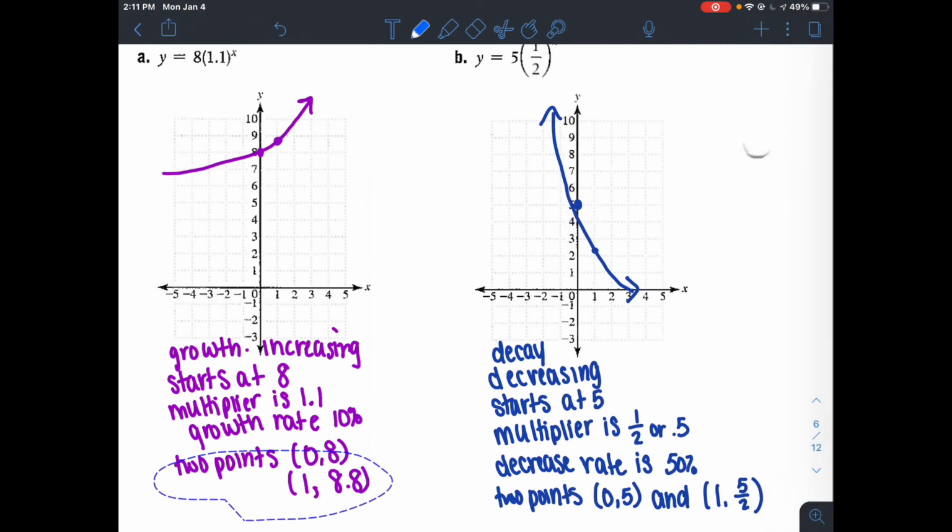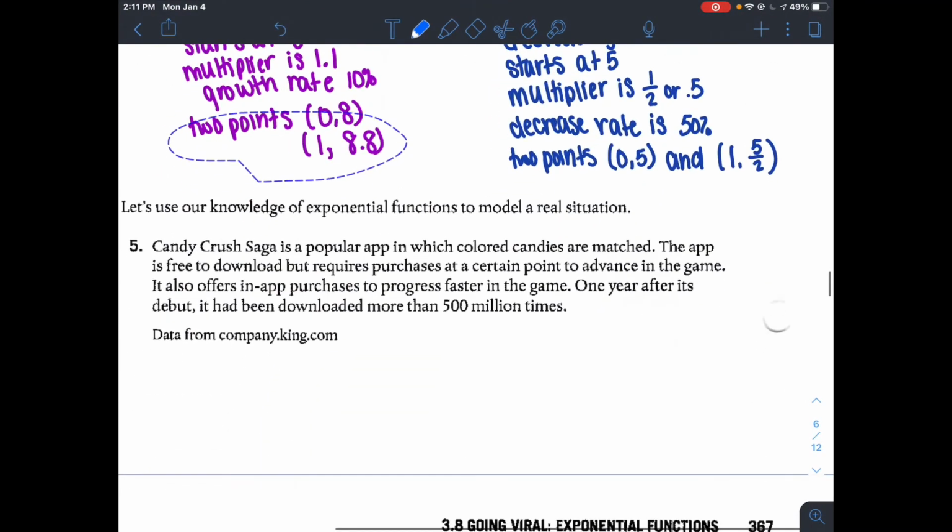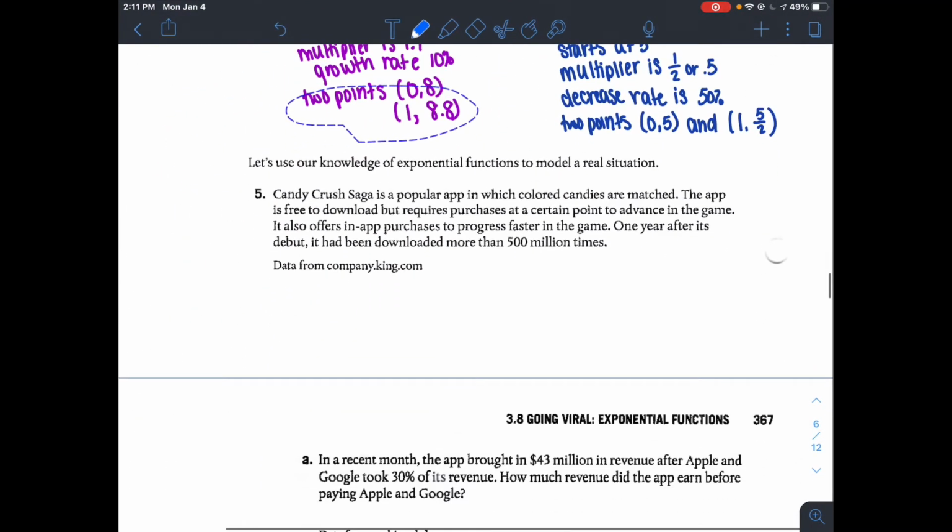All right, and then now we're moving on to the last one. Number 5, Candy Crush Saga is a popular app in which color candies are matched. Super fun game. The app is free to download, but requires purchases at certain points to advance in the game. It also offers in-app purchases to progress faster in the game.